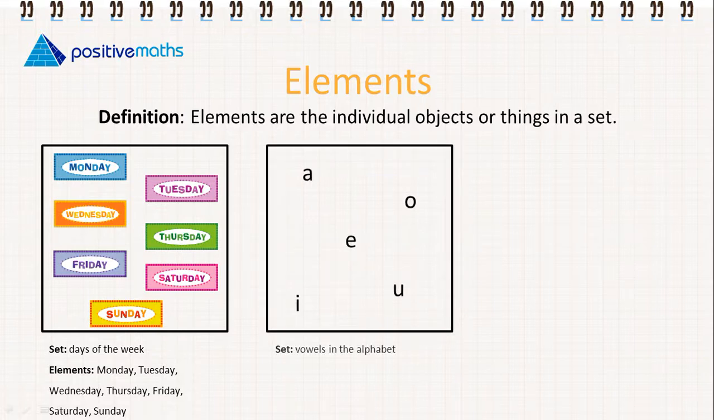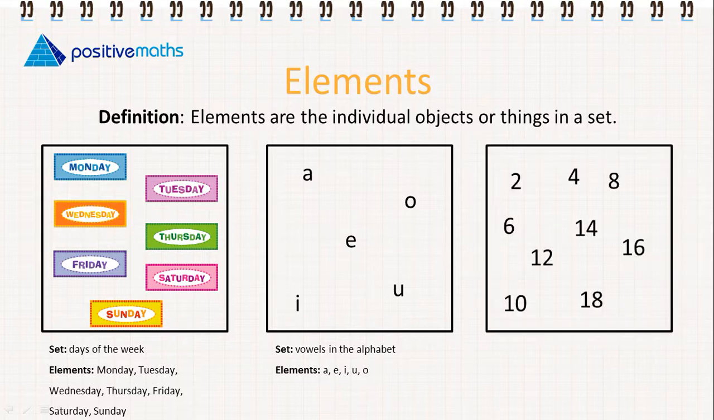The next example. The set is the vowels in the alphabet. The elements are A, E, I, O, and U. In the next set, we can describe it as the even numbers between 1 and 19. The elements then are 2, 4, 6, 8, 10, 12, 14, 16, and 18.